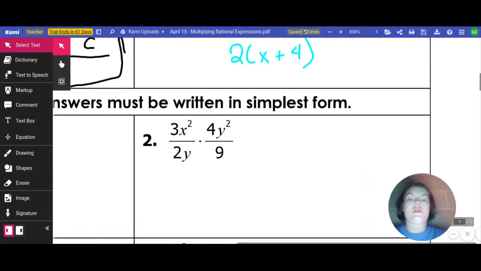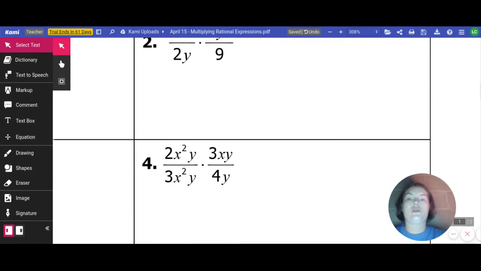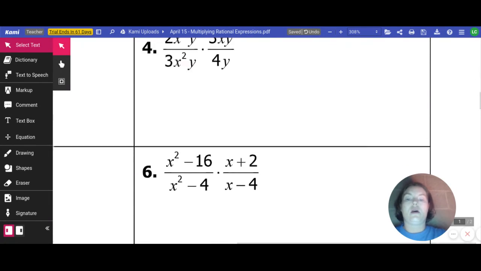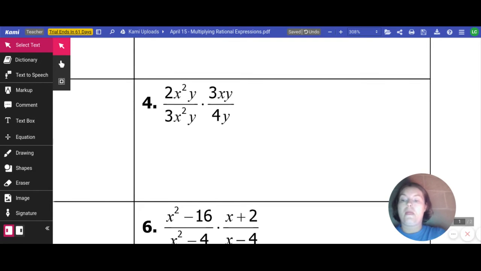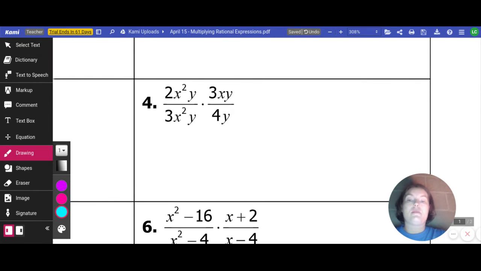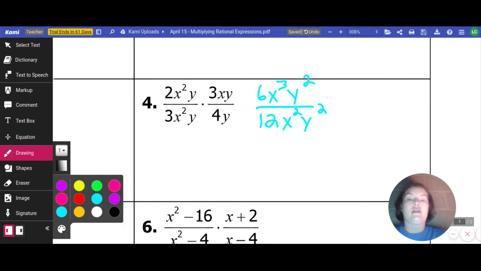All right, so let's do at least one or two more examples. Let's look at number 4. So again, this is monomials only, so I'm going to multiply across, and I get 6x to the third y squared over 12x squared y squared. Now I look at my fraction first, 6 over 12. That'll simplify to be 1 over 2.